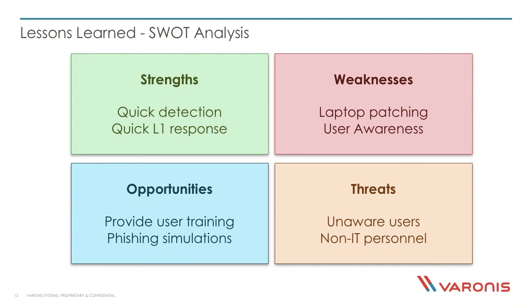In the weaknesses box, we write what we could have done better, so we can avoid that happening in the future. In this ransomware case, the main problem is that the laptop was not fully patched and that the user clicked on a suspicious link.